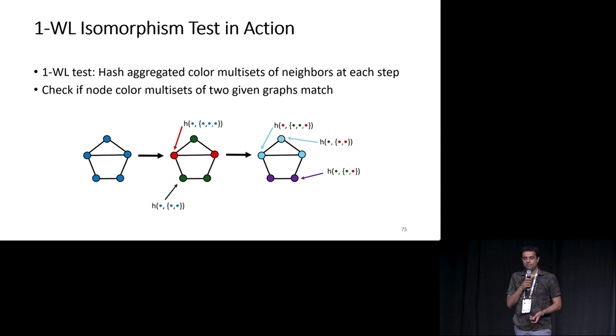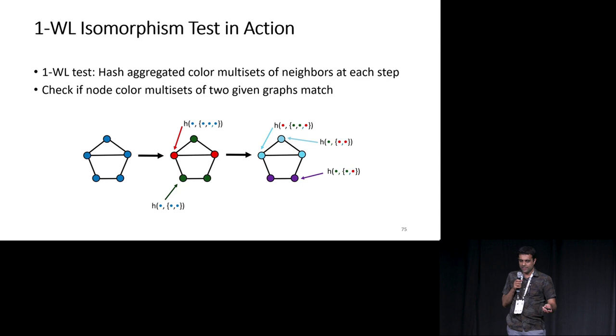Okay, so let's say we are given a graph. This example has 5 nodes. We start with some coloring of the graph. Typically, we assign the same color to all the nodes. And then at each step, what we do is we look at the set of neighbors of each node, that is the multiset, and we hash the multiset to a new color.